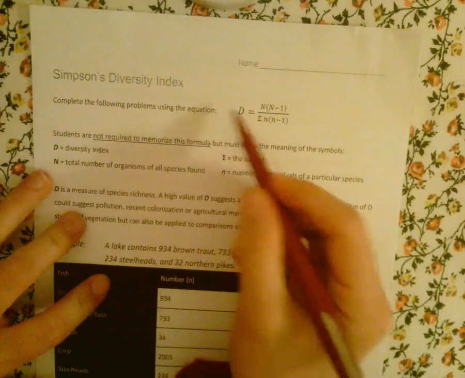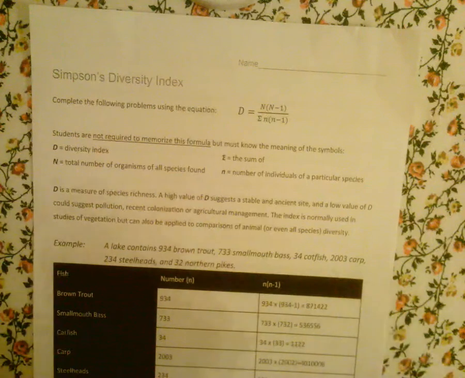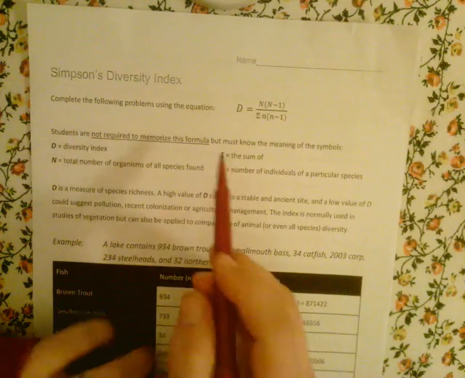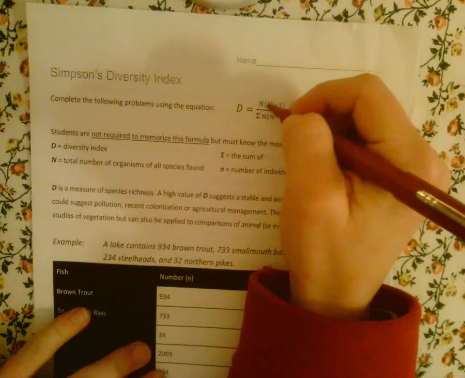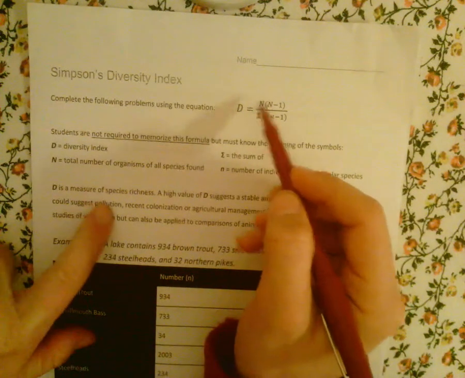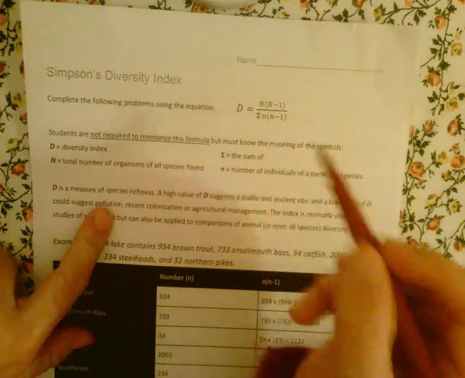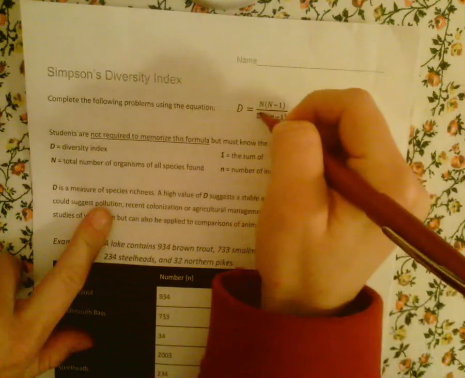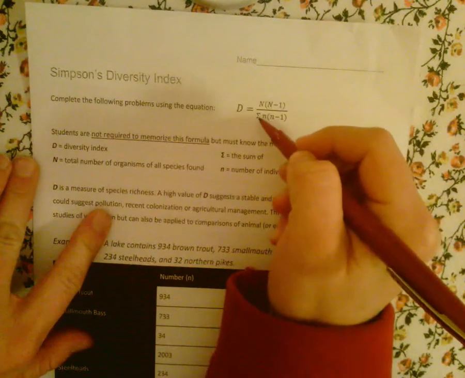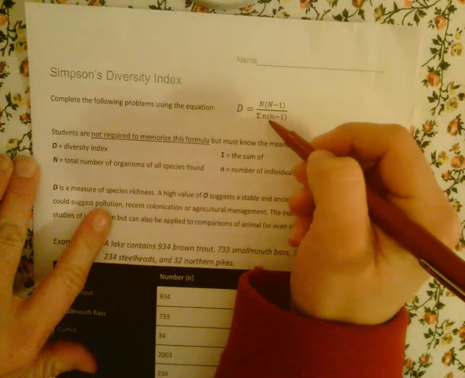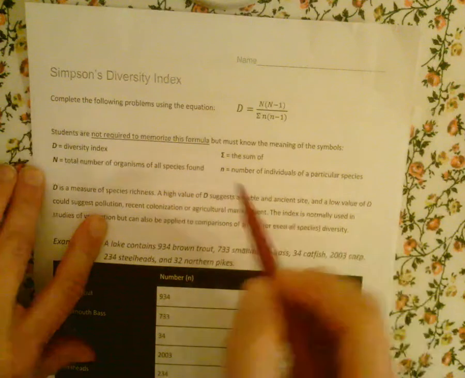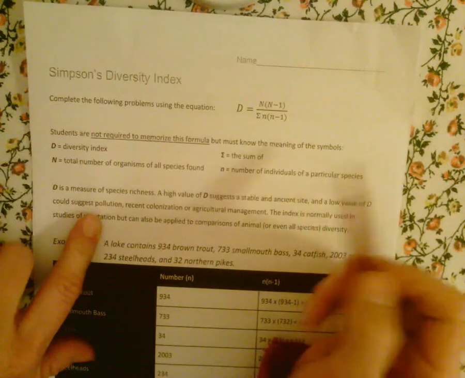So D is the diversity index, and you'll get some sort of number, usually a decimal point, to a couple of places. And then if you look after that, we have this capital N times capital N minus 1. So the capital N, as it says down here, is the total number of organisms found in the area being studied. And then it's divided by, and this is the letter sigma, which means the sum. So this is the sum of now lowercase n times lowercase n minus 1. So the lowercase n is the number of individuals of a specific species.